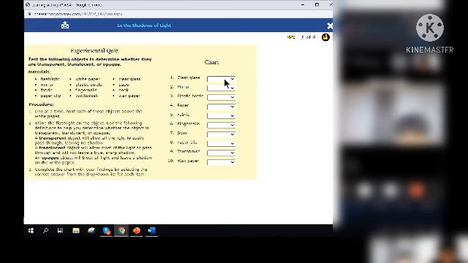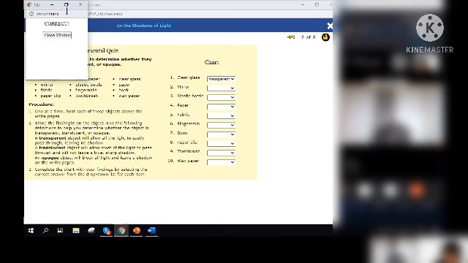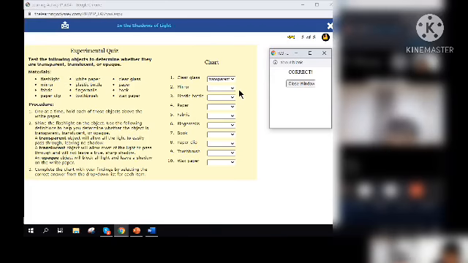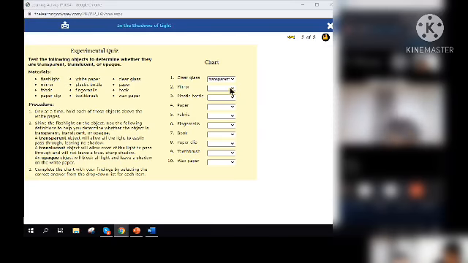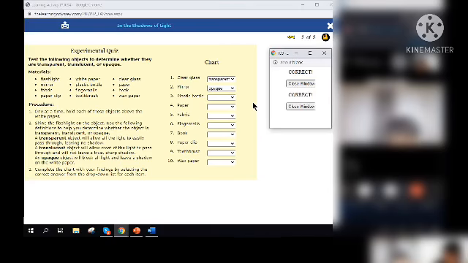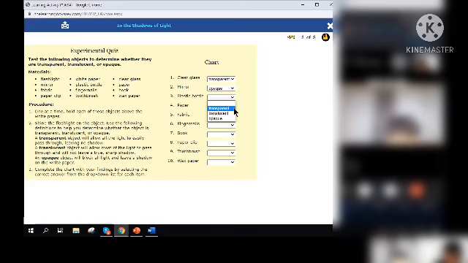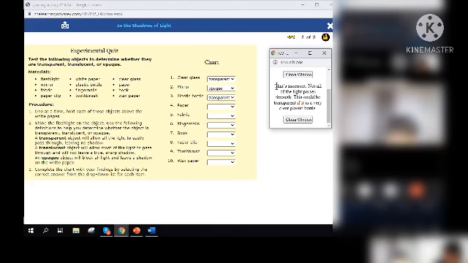Okay, so number one, clear glass is? Transparent. Yes. Okay, transparent. Two, mirror? Opaque. Okay, very good. Three, plastic bottle? Transparent. Okay, not really. Okay, so this is?